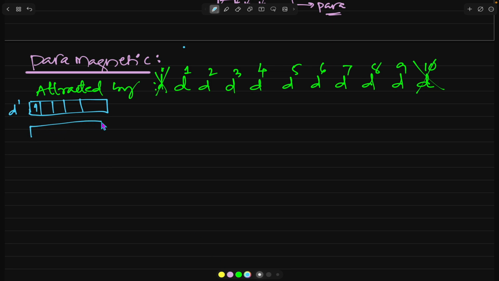So in the D2 case, you got 2 unpaired electrons. In the D3 case, you got 3 unpaired electrons, 1 2 3, right? One too many got drawn, these boxes aren't coming out well.